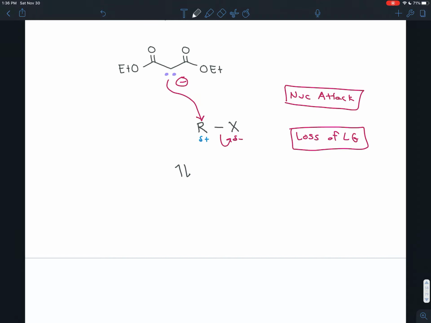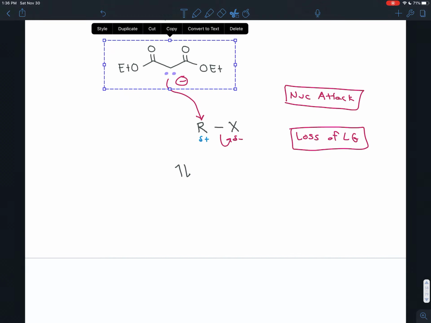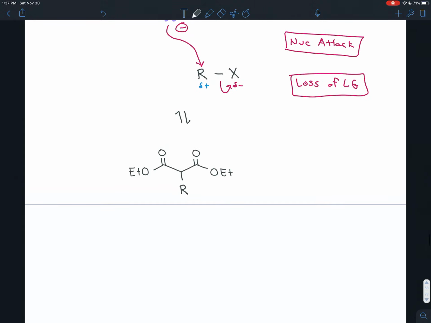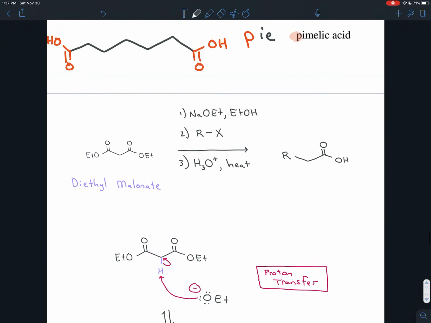So what we get after that SN2 reaction is we have our original diethyl malonate, but instead of two hydrogens, one of the hydrogens has been replaced with whatever the R group was in your alkyl halide. Okay, so that is the second step.